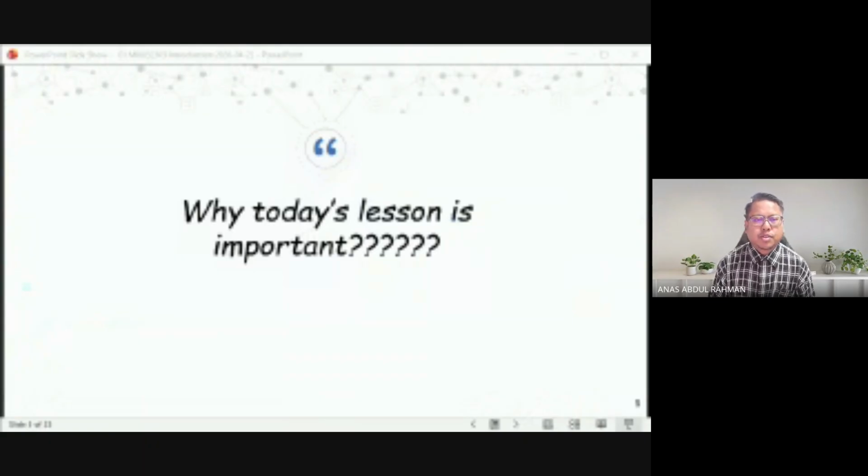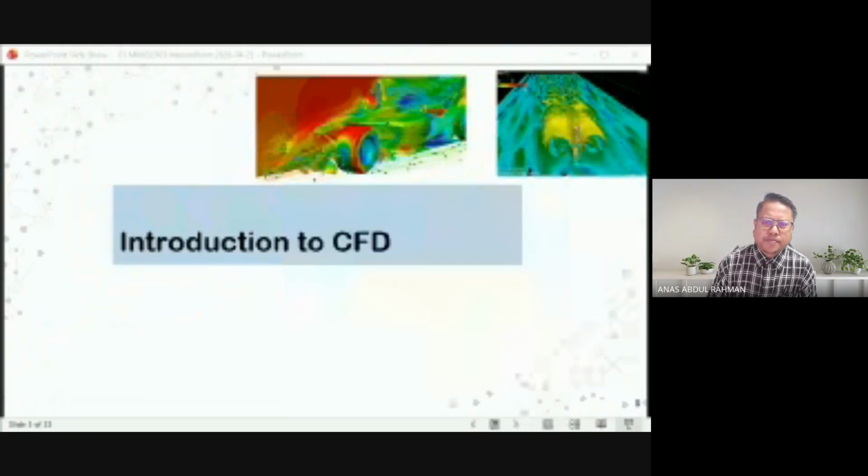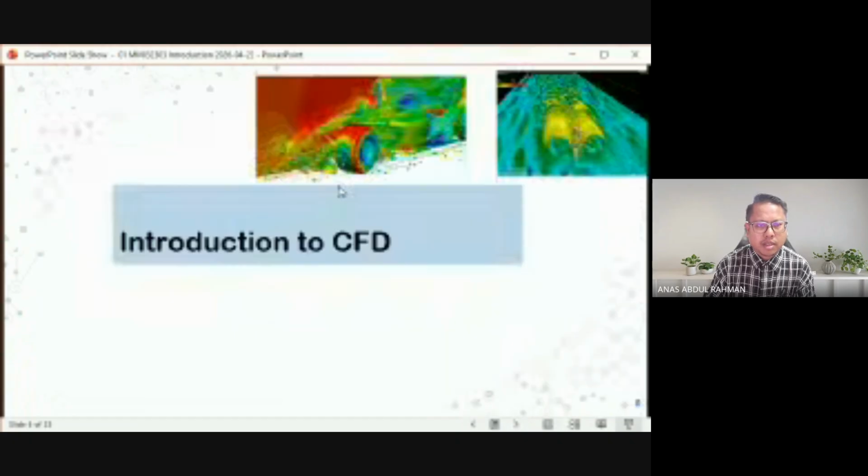All right. So why is it important for today's lesson to learn about CFD? I'm pretty sure that most of you have seen lots of figures or diagrams or photos that look like this, the one that we are seeing here on the screen right now. Okay, but do we really understand the meaning of the figures and the color? What does it represent basically?